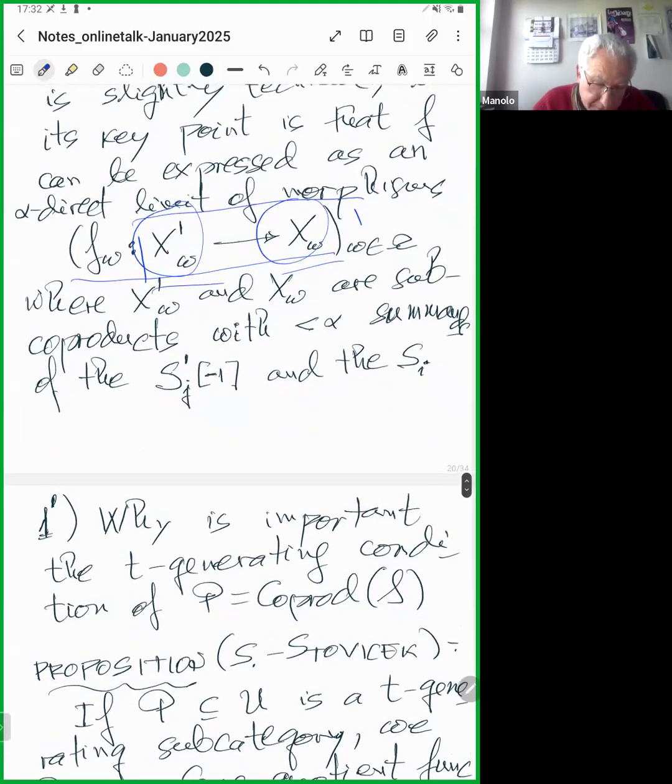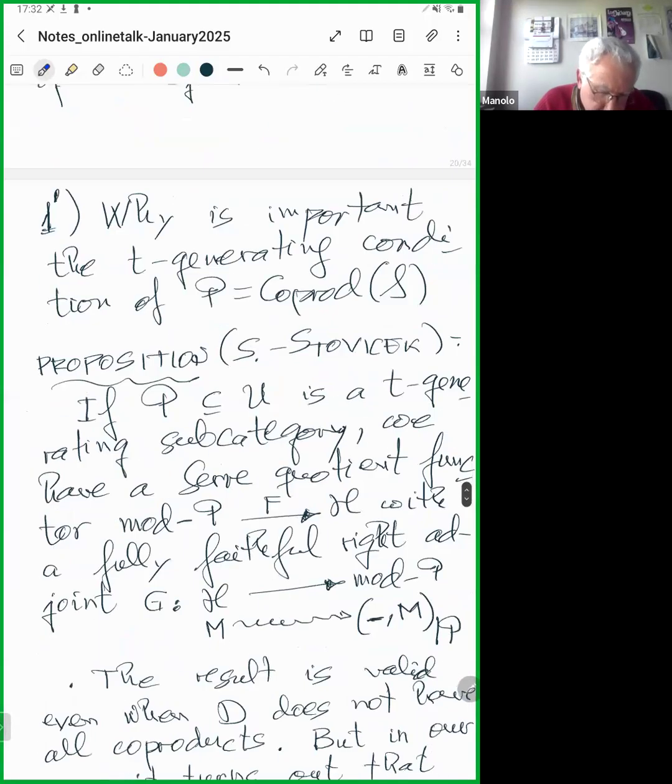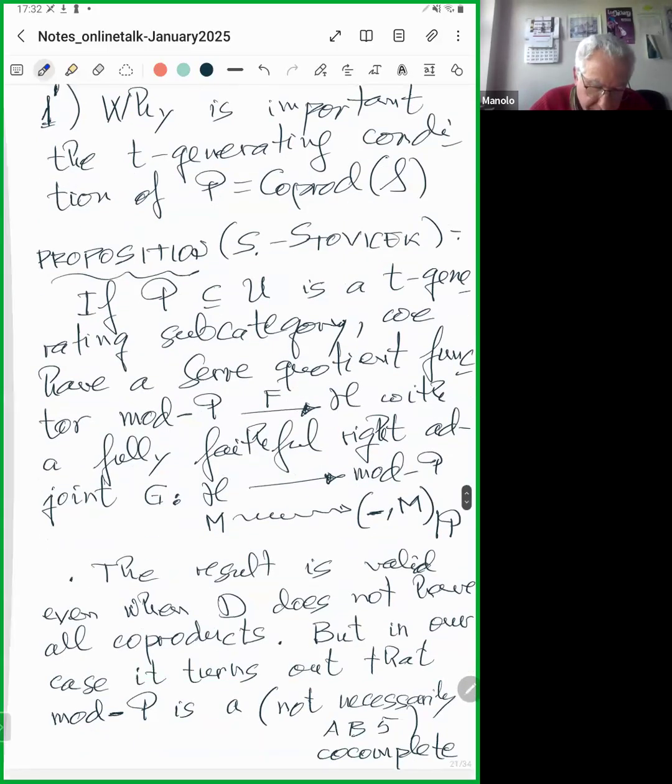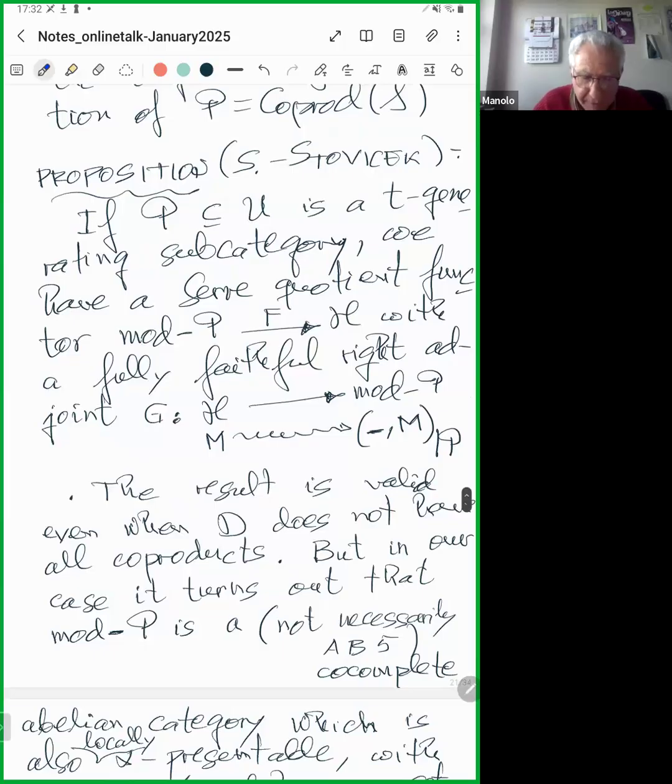Why is this T-generating condition important? You could ask yourself, why is this important? The important thing is because there is a proposition, actually in the paper it is a theorem, but I put it here as a proposition. If P is a T-generating subcategory of the I, then we have a quotient functor from the category of finitely presented P modules.